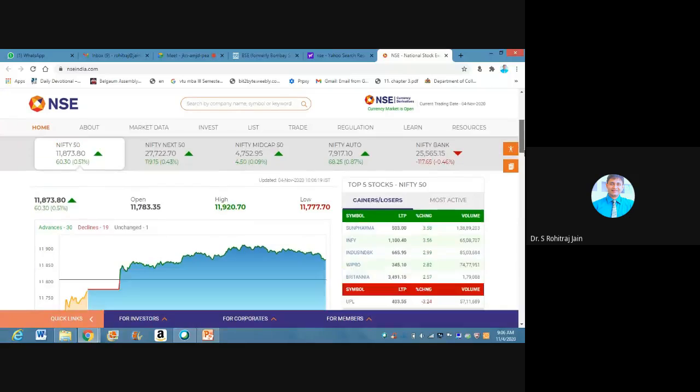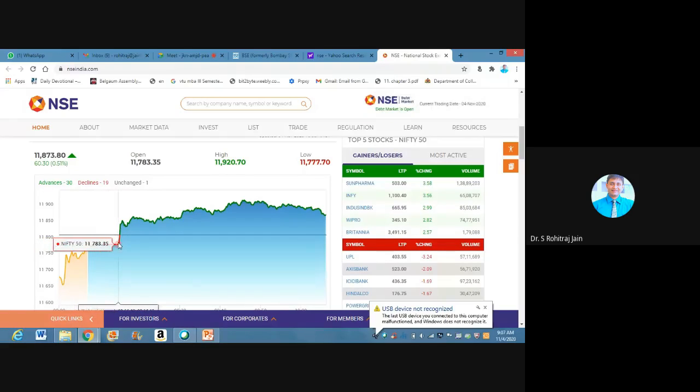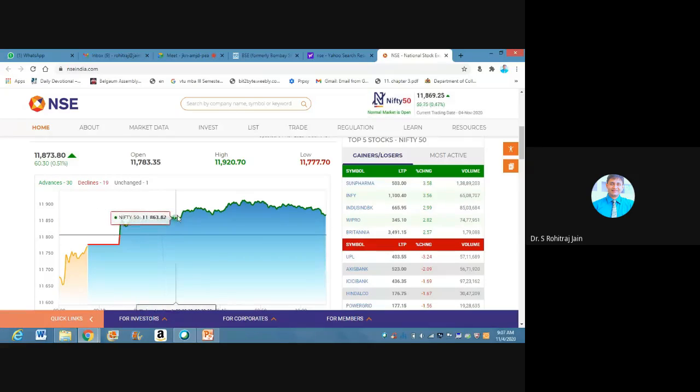Now similarly, we will see the NSE's website, the National Stock Exchange, which consists of the top 50 stocks in terms of market capitalization. You can see here it is 11,873.80. It is up by 60.30. See, students, if you look at the graph, pre-open Nifty took a rally and reached this level, then came down, and again beat this level. It came down again, and now there is a drastic green line here, which indicates an uptrend every time it touches new lows.